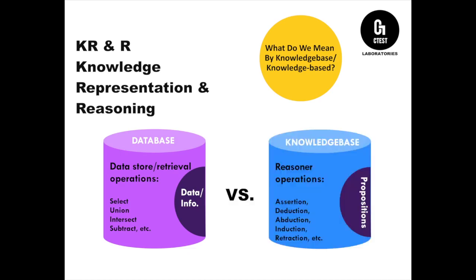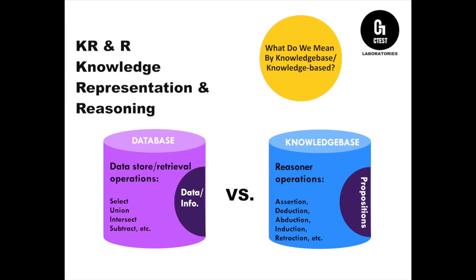A knowledge base is a very different thing. Contrary to some of the things you might see on the web, where they show a knowledge base just being a collection of frequently asked questions, that's not what it is in the KIR community. A knowledge base is a very technical thing. It's a set of propositions, and it has a set of reasoner type operations. The operations you do on a database, selection, union, and intersection, on a knowledge base you're going to do assertion, deduction, abduction, induction, retraction, logical type operations. So a knowledge base has a collection of propositions, and a database has just data and information in it. Very different things, very different kind of processing. And just for those of you who are trying to look ahead, the knowledge base runs on the Raspberry Pi.